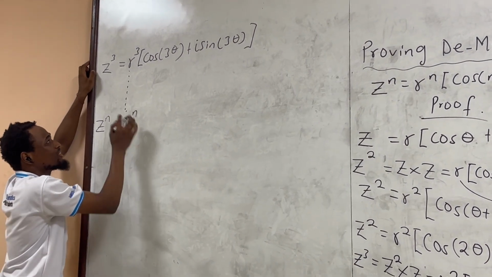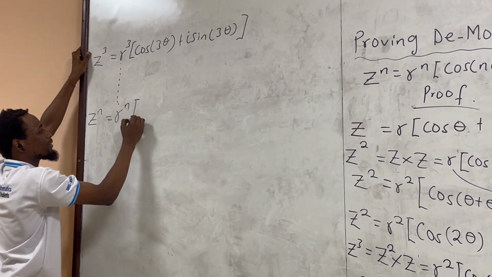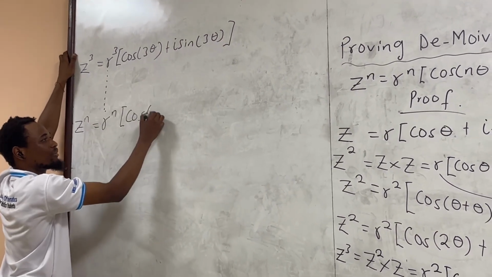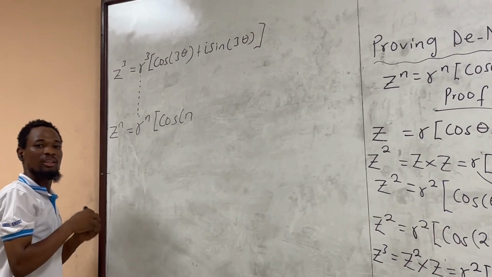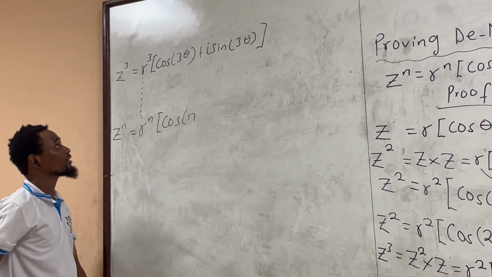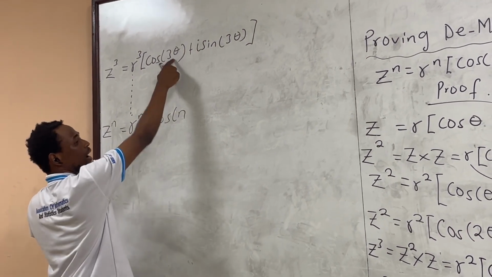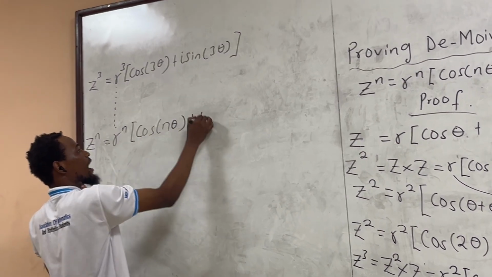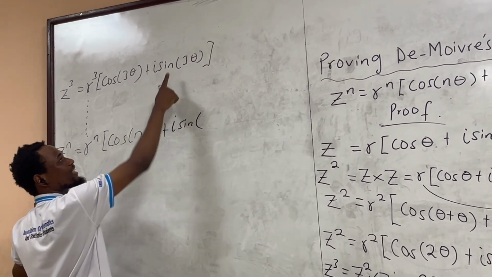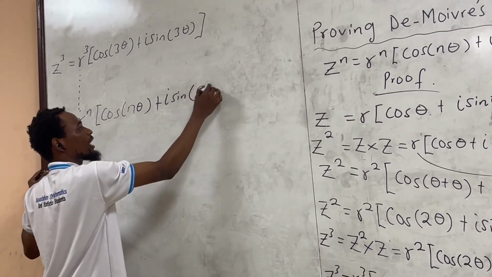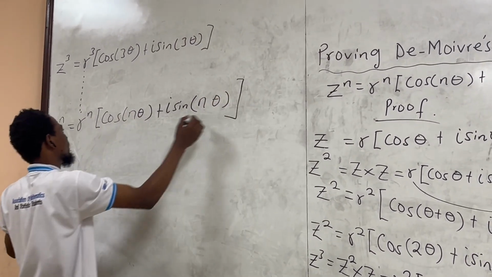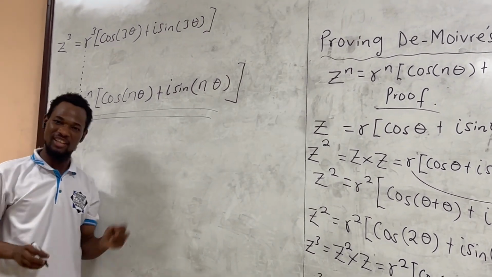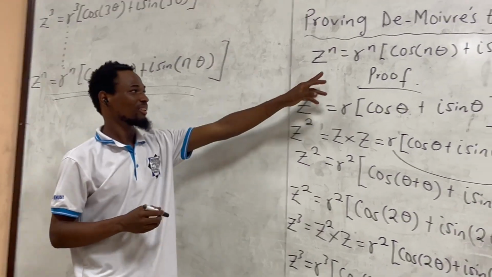Then multiplying, I have cos, and the number 3 becomes my n, because I said the power n, times my theta, then plus i sine, then the number n times the theta. Viewers, this is De Moivre's theorem over here.